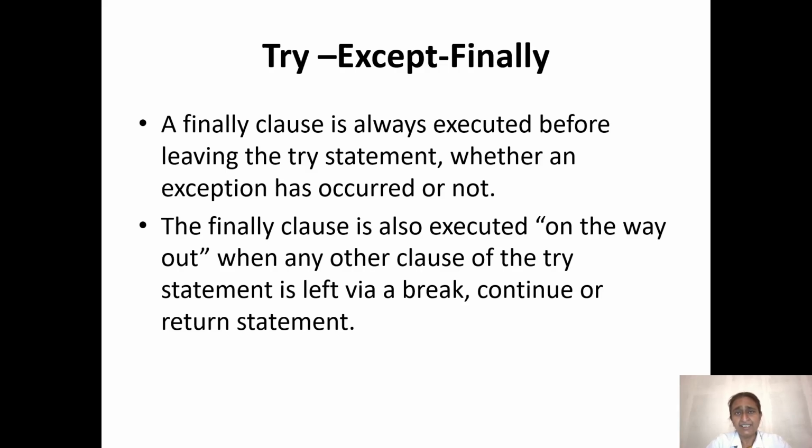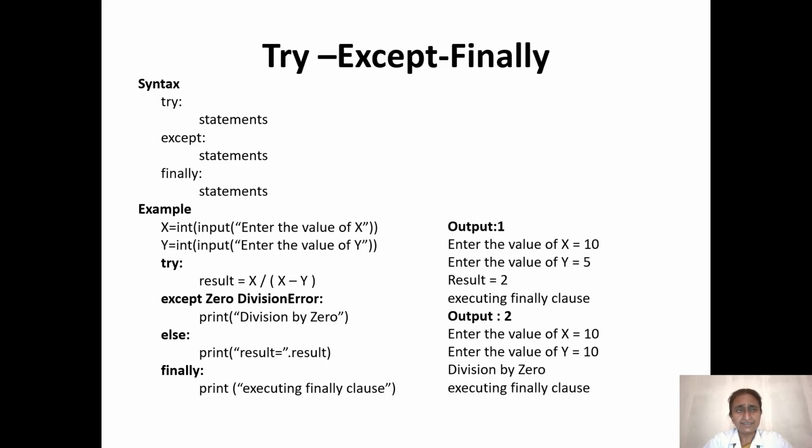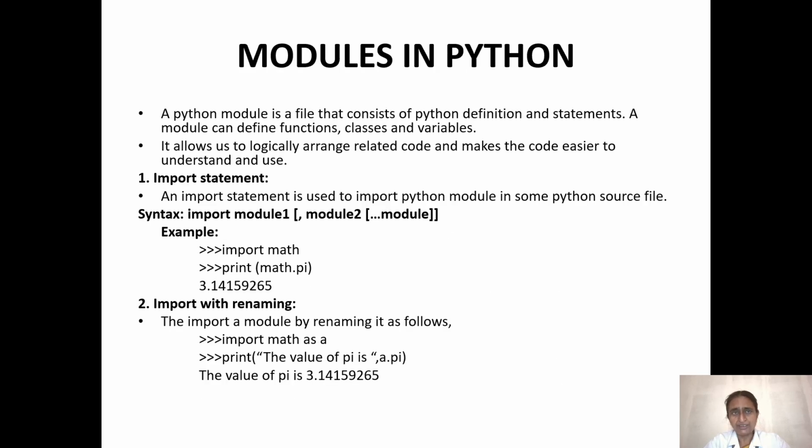Next, try except finally. The finally clause is always executed before leaving a try statement, whether an exception has occurred or not. The finally clause is not executed on the way out when the other clauses of the try statement are left via a break, continue, or return statement. Next, syntax: try statement, except statement, finally. Example: first x and y are input as given. Next try is used, and the else part is used, and finally the finally clause is executed.